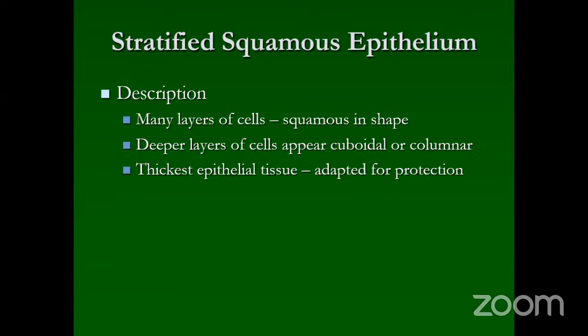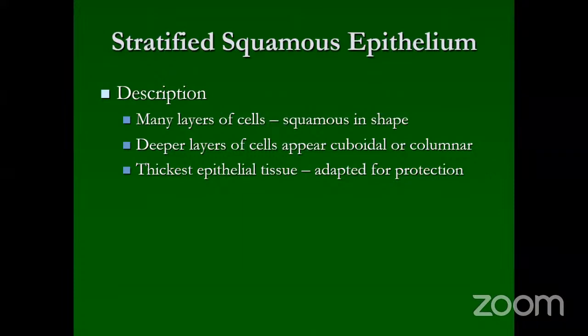So many layers of cells which are squamous, meaning elongated, plate-like structures, are seen. And the deep layers of the cells appear cuboidal or columnar. So that's what I said. The cells present in the inner layer may be shaped like a cube or column, but the cells at the top layer are squamous in shape. Therefore, the name stratified squamous epithelium was given.